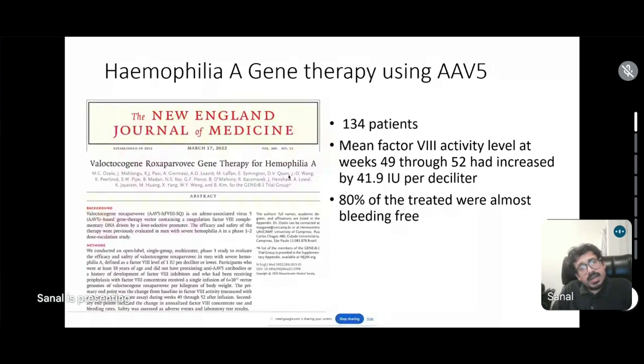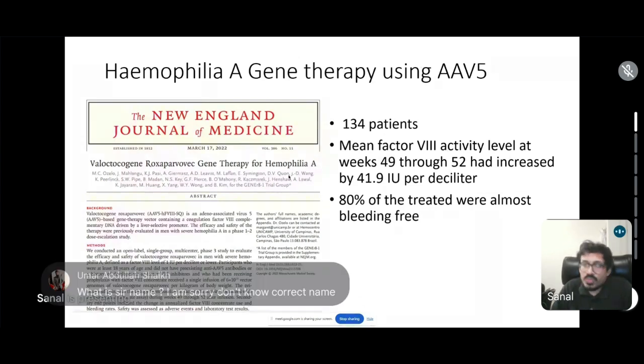And there was a hemophilia A gene therapy using adeno-associated virus 5. So here you should know that adeno-associated virus has several genotypes, type 1, type 2, type 3, like that. So in this particular gene therapy trial, adeno-associated virus 5 was used. The treatment was given to about 134 patients, and the mean factor 8 level increased following the treatment. 80% of those treated became almost bleeding free. This is a great achievement.